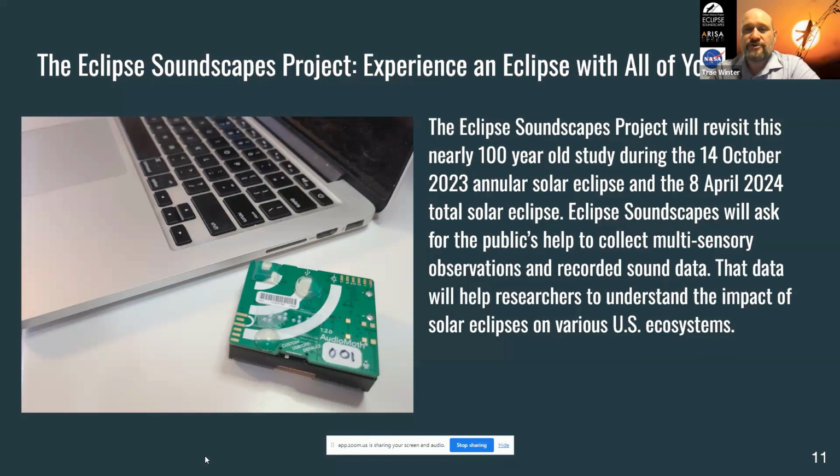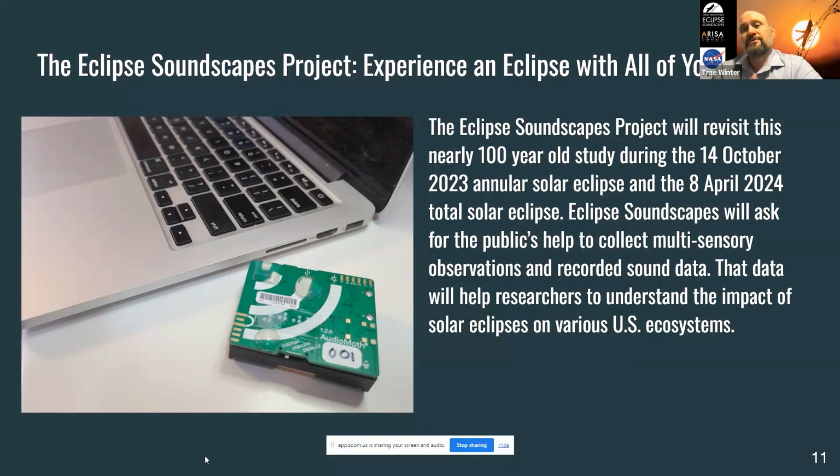This picture right here shows an AudioMoth. An AudioMoth is a low-cost audio data recorder, is science grade, and we're asking people to put these out in different locations along the eclipse path and take a recording a couple of days before the eclipse, during the eclipse, and then pick them back up 2 days after the eclipse.